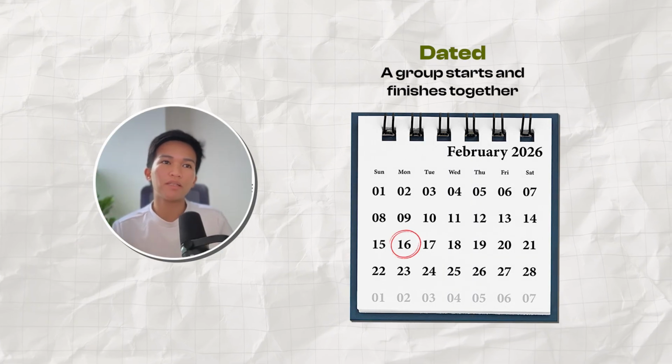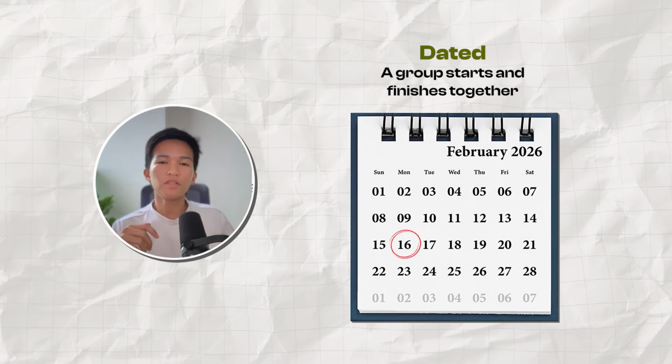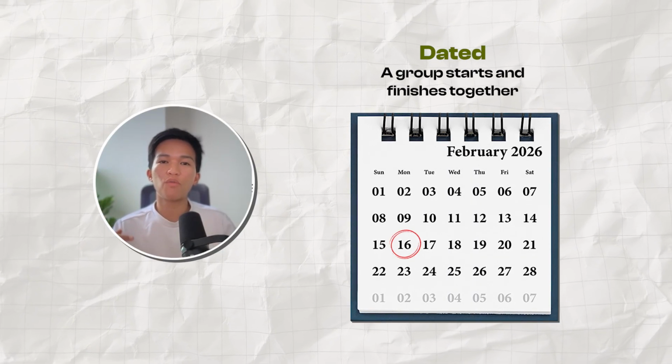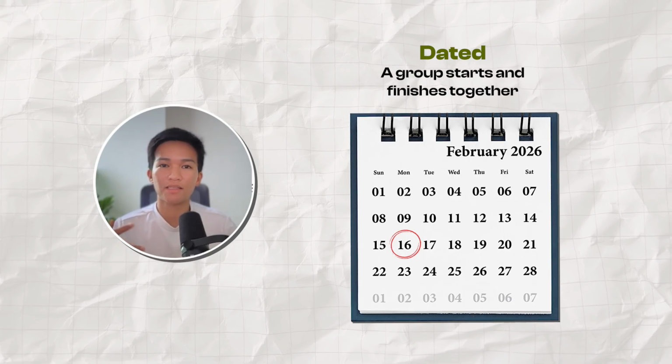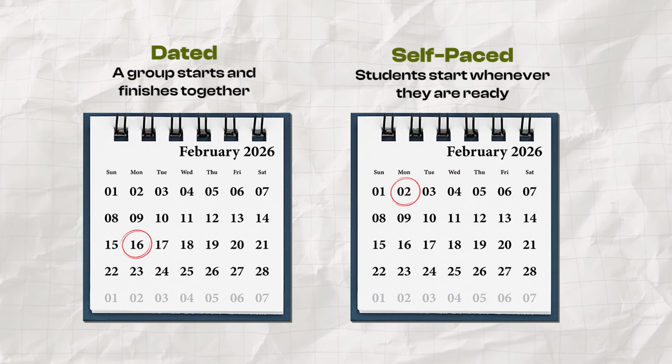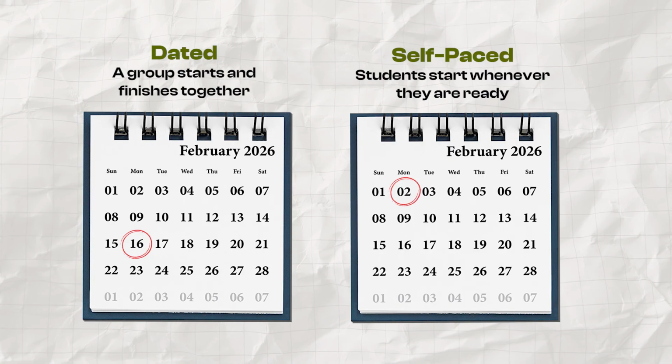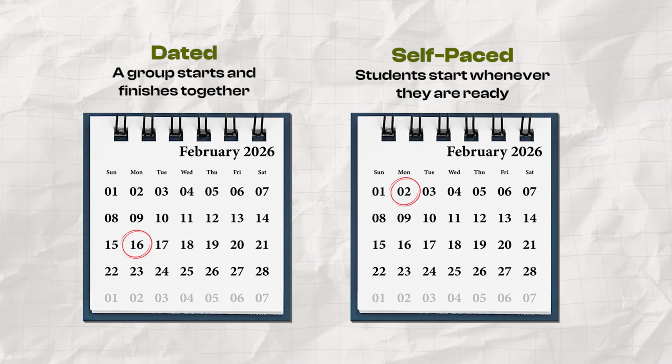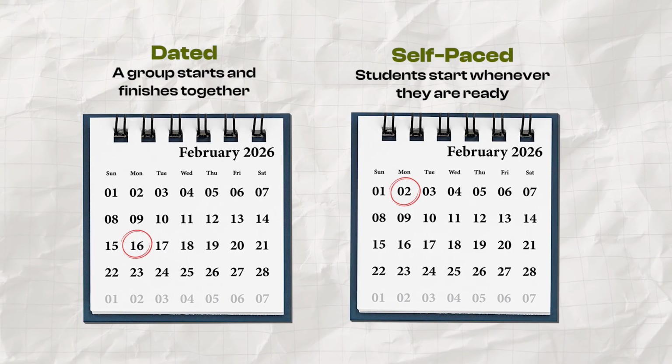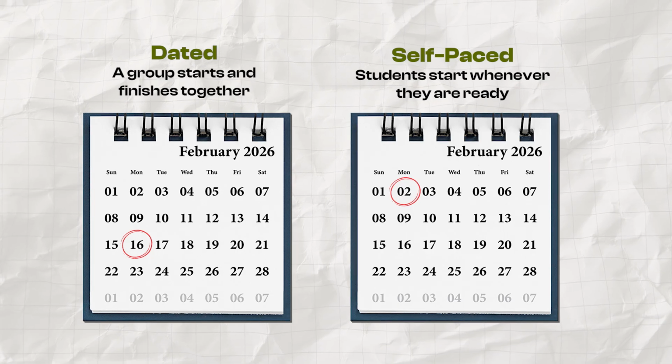Now for this one, this is a dated program, so there's a specific start date of when this course access is given. Whether you do a dated or self-paced program, you can still follow the same steps when you set up a course inside LearnDash and how your members get access to that course.